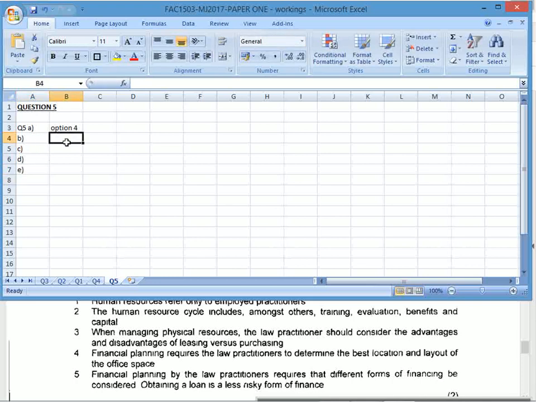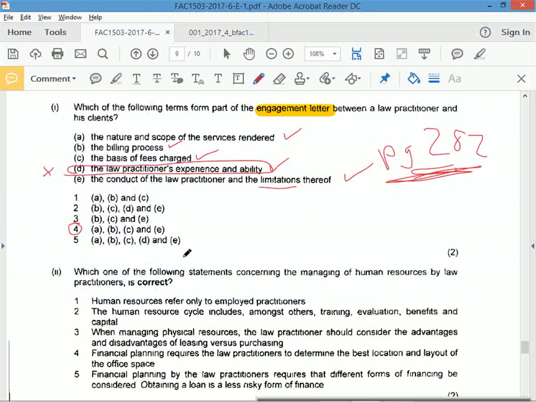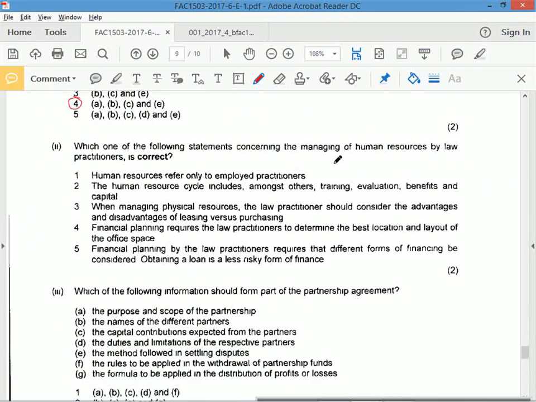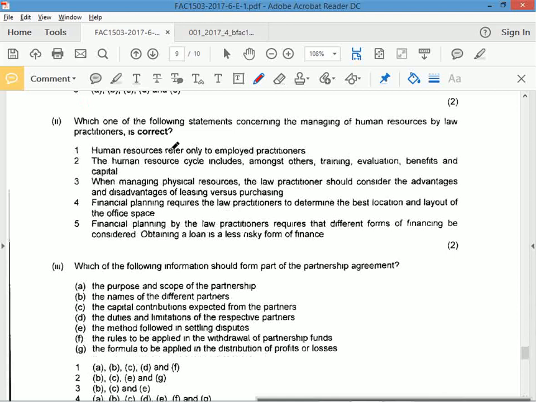Okay, the next one. Which one of the following statements concerning the managing of human resources by law practitioners is correct? Okay, so managing HR. HR is like training, checking people's background, and so on. HR refers only to employed practitioners. Do you agree with that? No, that doesn't sound right.